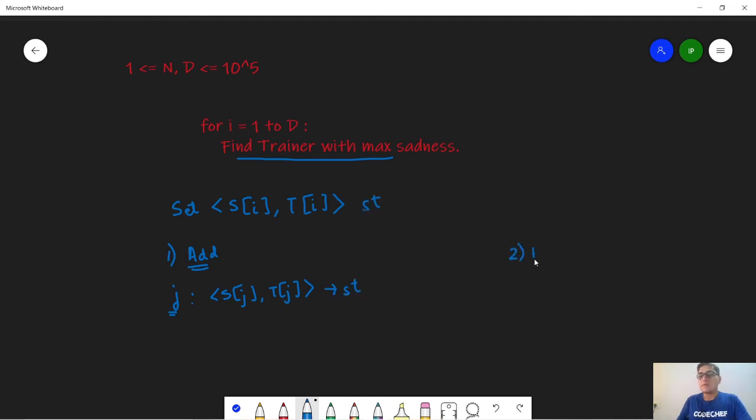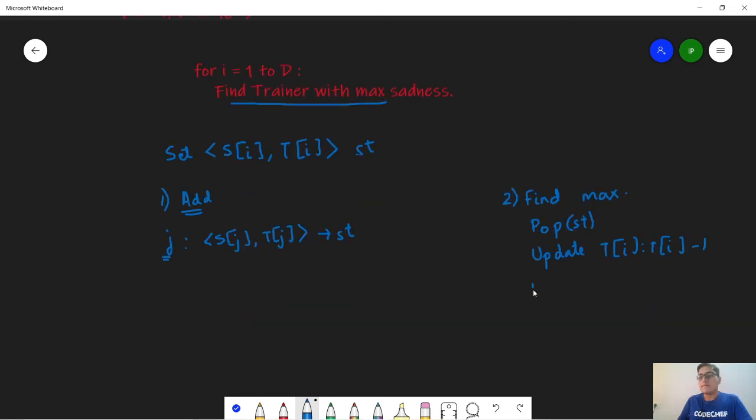For the second operation, we will perform find maximum, which is the trainer that has maximum sadness. So we will pop out the last element of st. The set st stores pairs in sorted order by s of I, hence the last element will have the maximum s of I. Then we will update the number of lectures t of I as t of I minus 1. Now if t of I is not 0, that means that there are some lectures left, then we will push the new s of I, t of I into st.